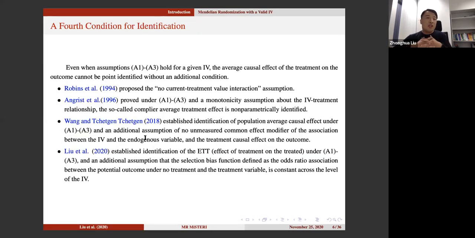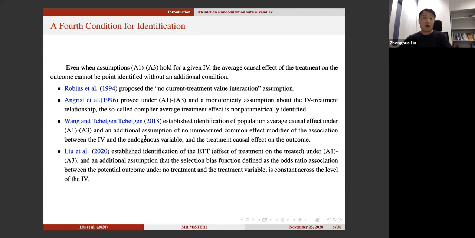So even if assumptions A1 to A3 hold for a given IV, a SNP IV, the average causal effect of the treatment on the outcome cannot be point identified. So we need a false condition for identification. There are several assumptions or conditions proposed in the literature. So I will briefly go through them, won't go to the details.